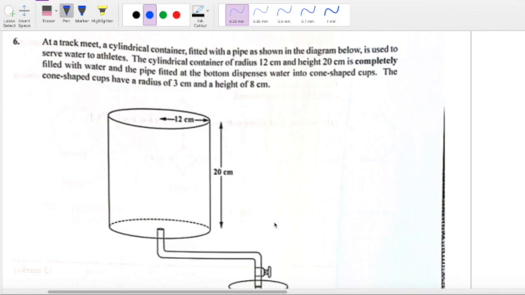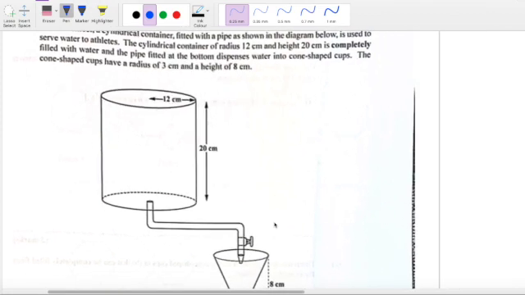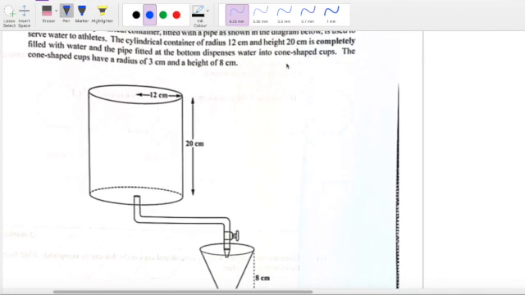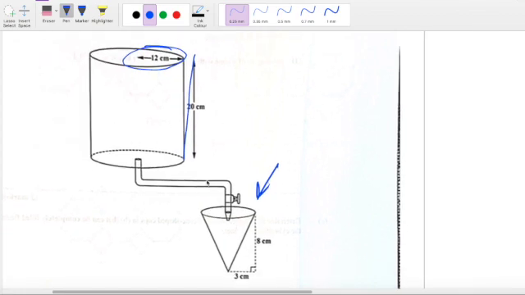So at a track meet, the cylindrical container fitted with a pipe as shown in the diagram below is used to serve water to athletes. The cylindrical container of radius 12 centimeters and height 20 centimeters is completely filled with water, and the pipe fitted at the bottom dispenses water into a cone cup. The cone-shaped cups have a radius of 3 centimeters and a height of 8.